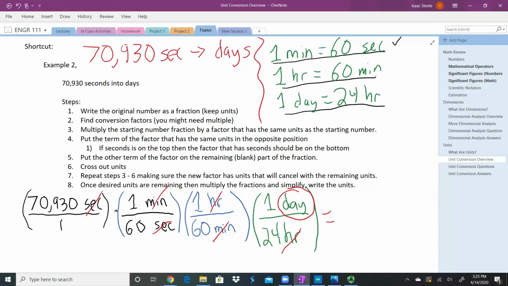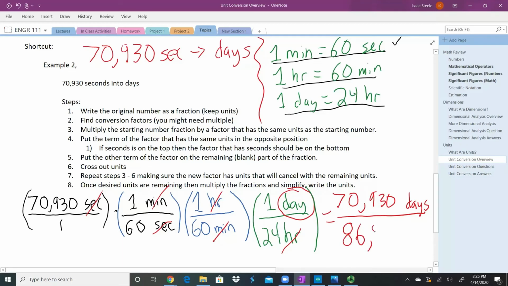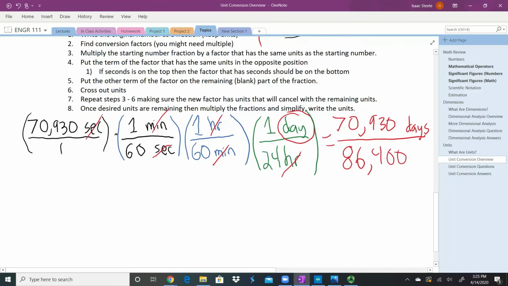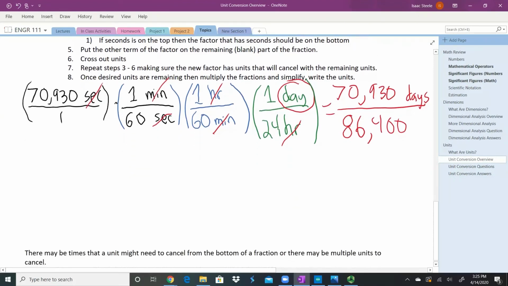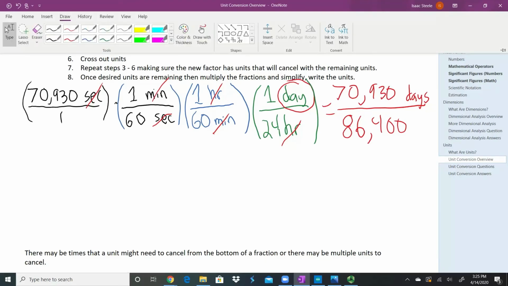And so when I multiply the top through, I get 70930 days over, what's 60 times 60 times 24? 86,400. Well, we're not done quite yet. We should simplify this. So let's go ahead and simplify.